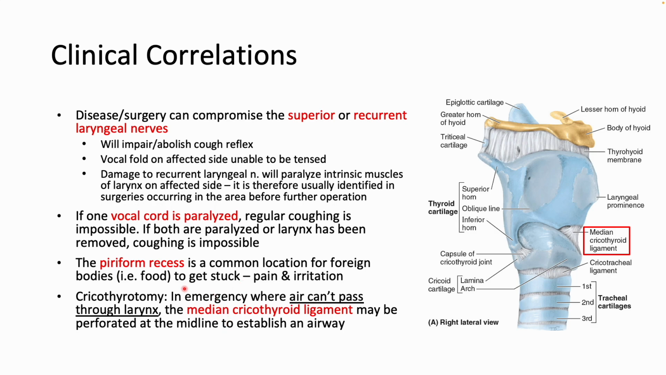And then finally, there's a procedure called a cricothyrotomy, and that's done in an emergency case where air can't pass through the larynx. So if air can't pass through here, then the median cricothyroid ligament, which is right here, will be perforated at the midline to establish an airway. So if you can't get air through here, they're going to puncture this and go through to give you air.